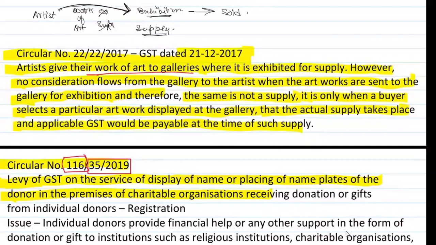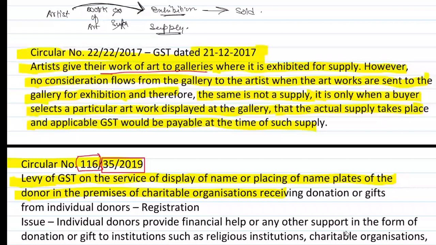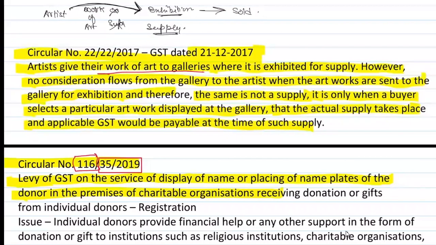such supply. Okay, only sending your work of art to an exhibition does not amount to supply. It is only when it is being sold in that exhibition, and you receive some consideration, that it has to be treated as supply. Is that clear?